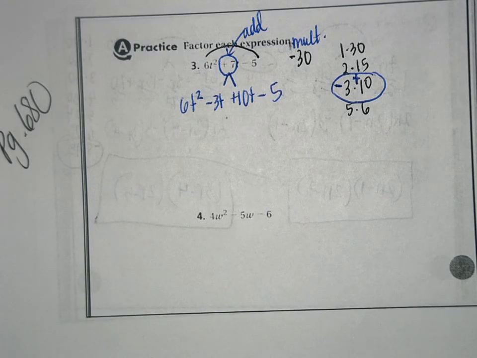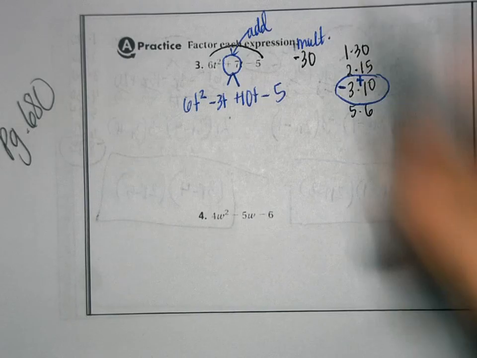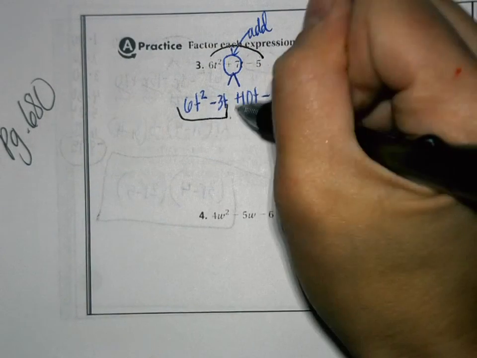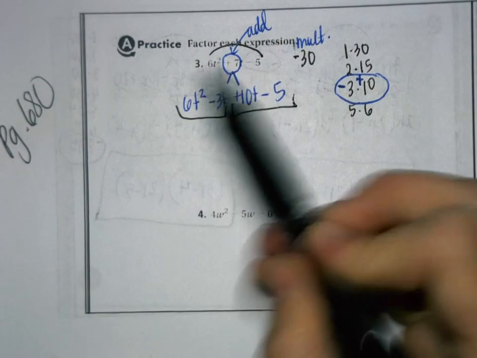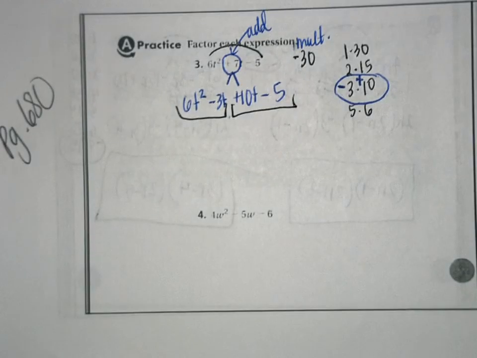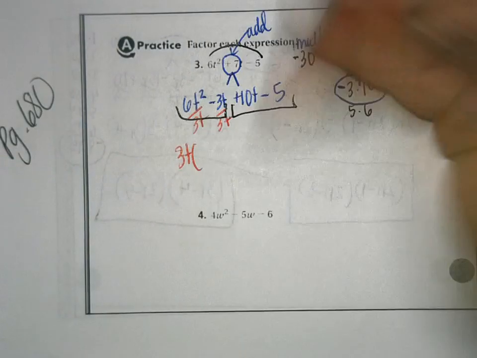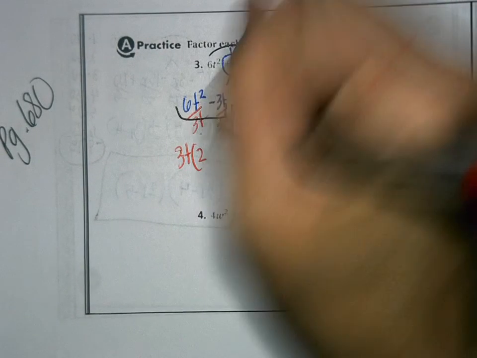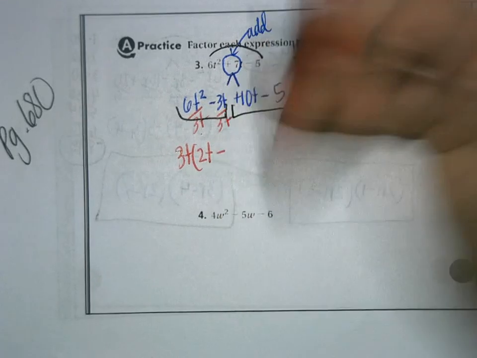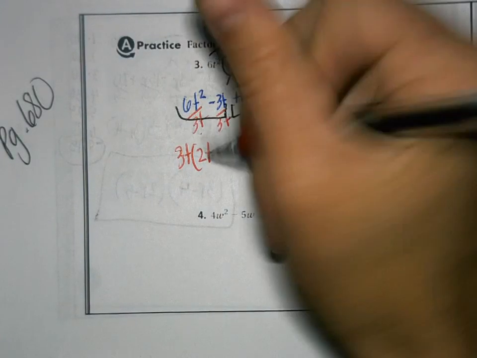Okay, so what's my next step now? GCF. So we group them and take out the GCF of each group. What's my GCF of the first group? 3t. And you divide each of these by 3t. You're left with 6 divided by 3 is 2, t squared divided by t is t, minus 3t divided by 3t is 1.